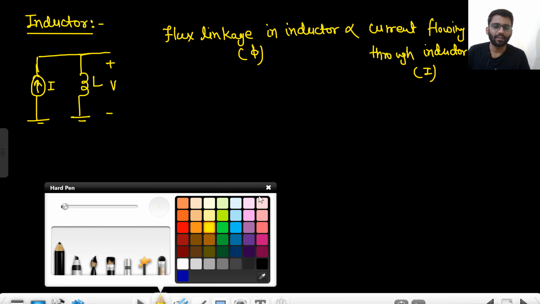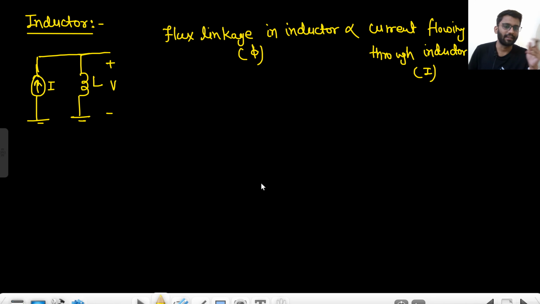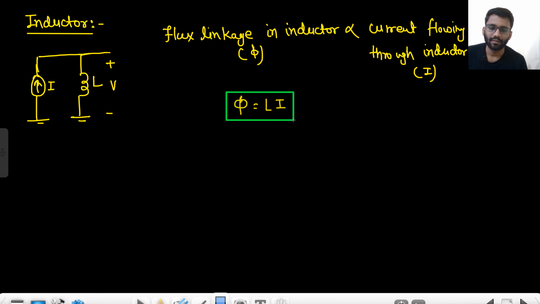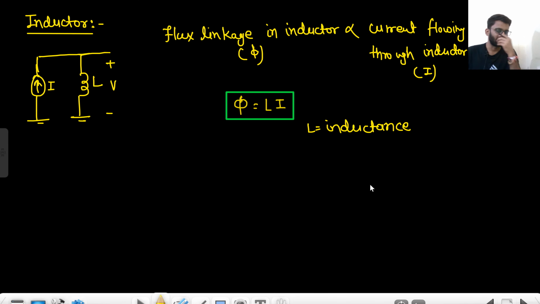Whatever the amount of magnetic field, I said electric field earlier, magnetic field, that is linked with the inductor is known as flux linkage. So phi equals Li, where i is the current flowing through the inductor and L is a constant known as inductance.